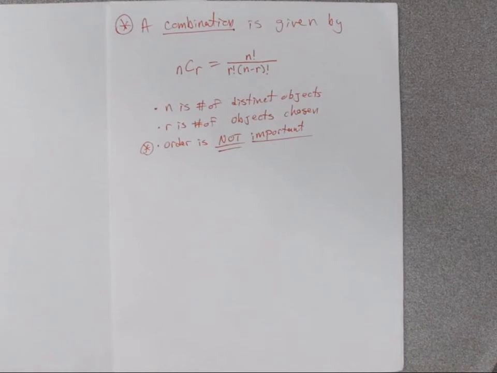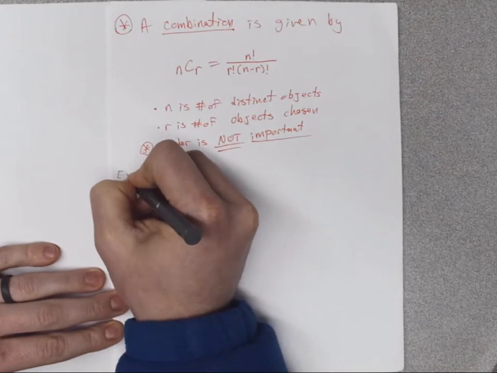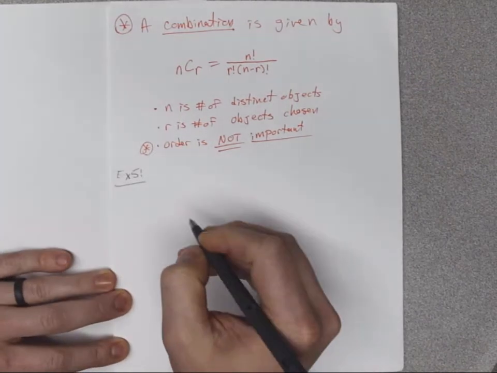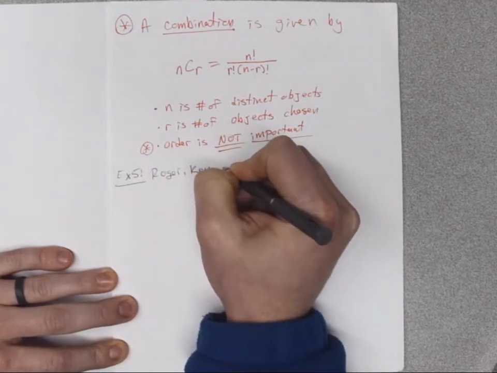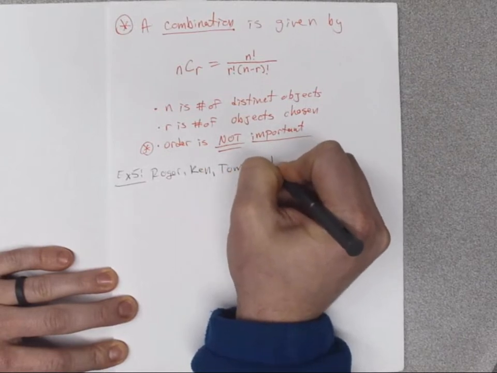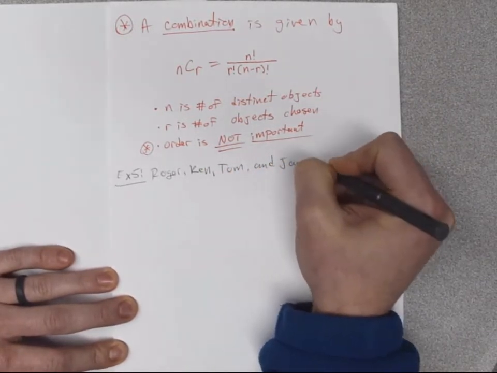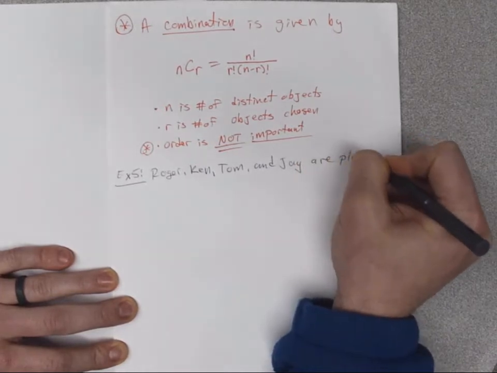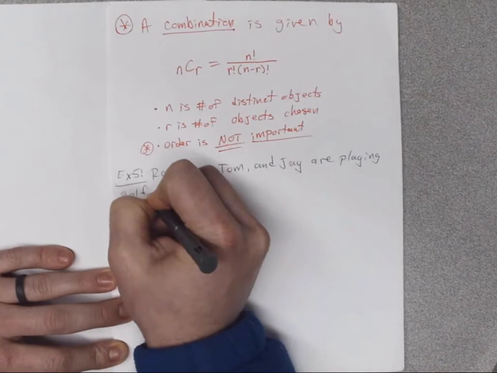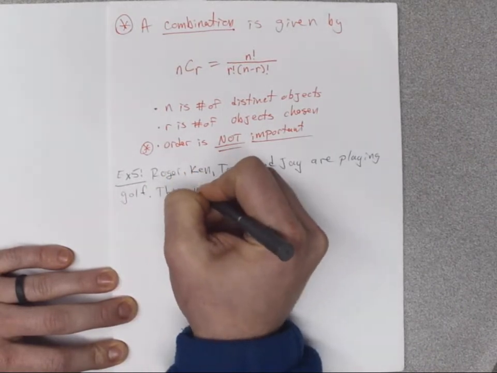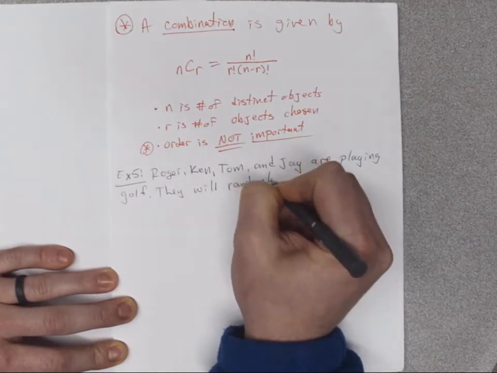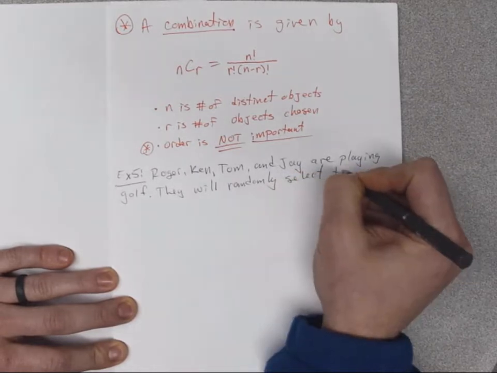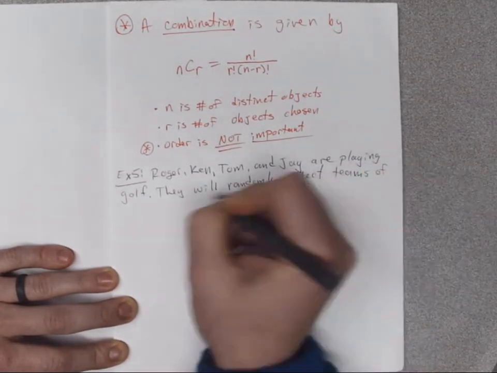So let's jump straight into an example and see what we're talking about here. I'm going to call this example 5, just as a continuation from the previous video. So we have 4 people: Roger, Ken, Tom, and Jay are playing golf. They will randomly select teams of 2 players.